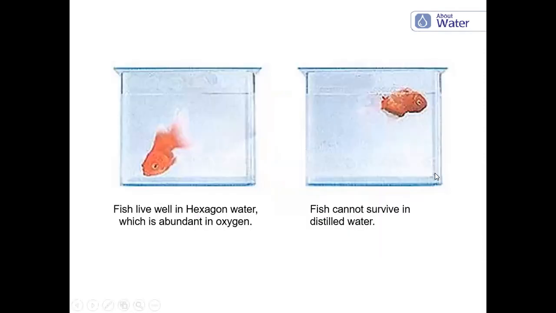So you see, fish will live well in excellent water, because it has a lot of oxygen and absorption is better. But fish cannot survive in distilled water or bottled water that you buy from the shop. Nowadays we easily go and buy mineral water. You take the mineral water, you put the fish, it will die. But you take our hexagon water, energy water system, you can change it.